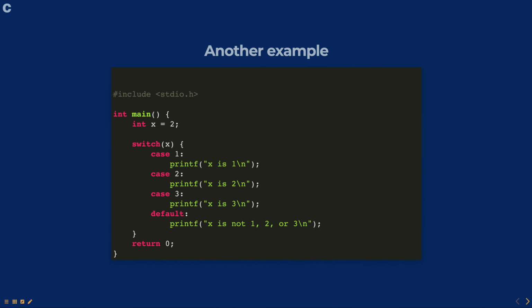Another example of a switch statement. In this example, the value of x is 2, so the code following the case 2 label is executed. But the code following the case 3 label and default also get executed because there is no break statement.